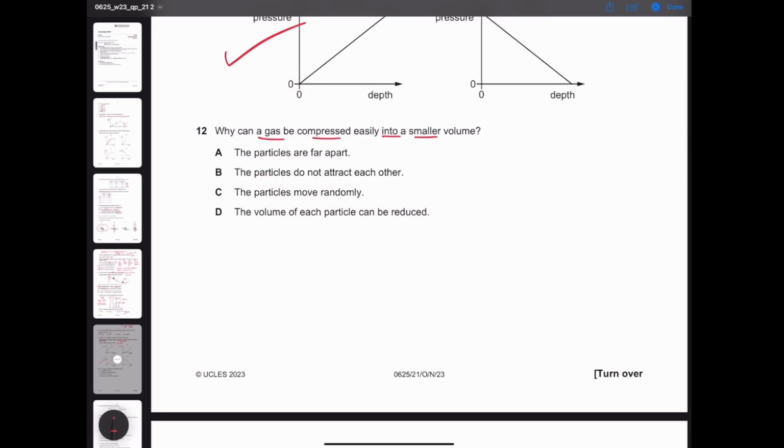Why can a gas be compressed easily into a smaller volume? All right. Why can a gas be compressed? See, if something can be compressed, it simply means there is already a very high amount of space present between the molecules, right? The space is already high there, so particles are already far apart.